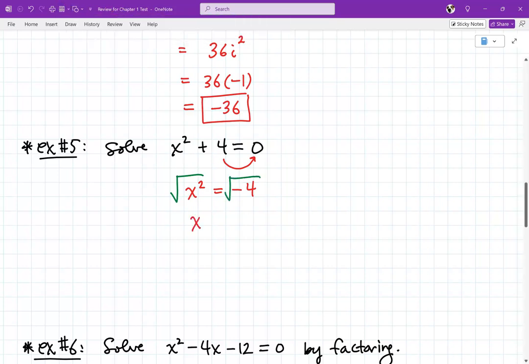So I get x equal to, remember, anytime you take a square root, it should be plus or minus the square root of negative 4. Now, since there's a negative inside the radical, that means we take it out as an i, right? So x is equal to plus or minus i square root of 4. And then the square root of 4 is 2. So x is equal to plus or minus 2i.